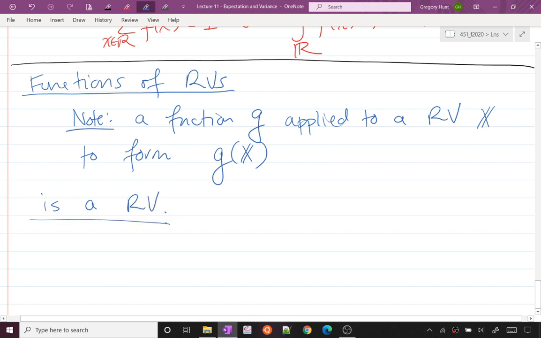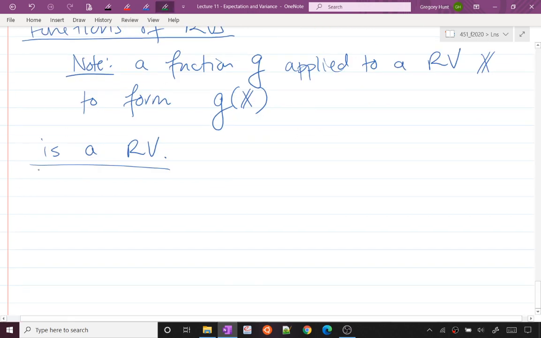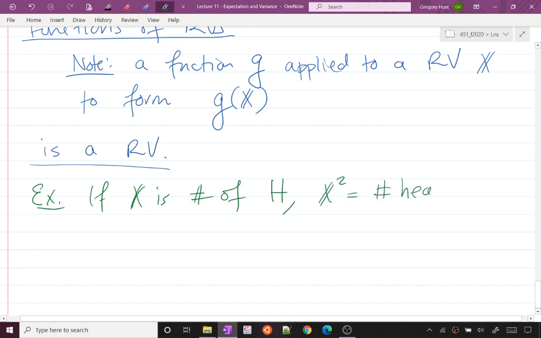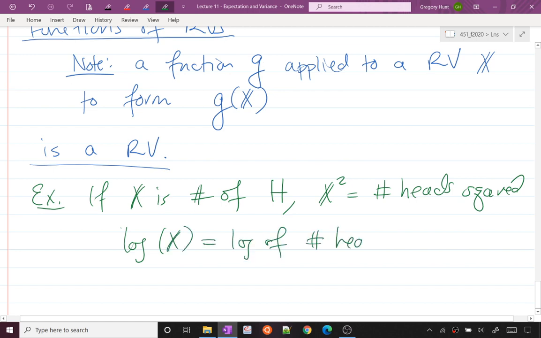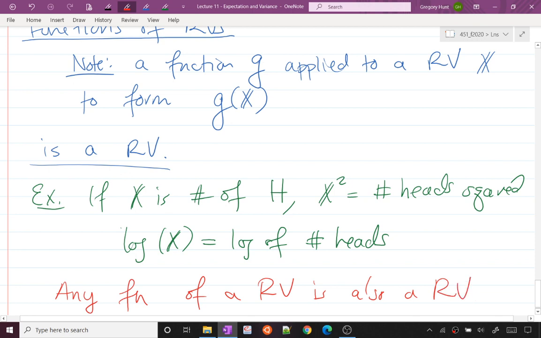It's a random variable. So I can look at functions of random variables. So for example, I could look at x squared. Let's say if x is the number of heads, I could look at x squared is the number of heads squared. Or log x is the log of number of heads, assuming that number of heads is not 0. So any function of a random variable is also a random variable. Let me write that again. Any function of a random variable is also a random variable.